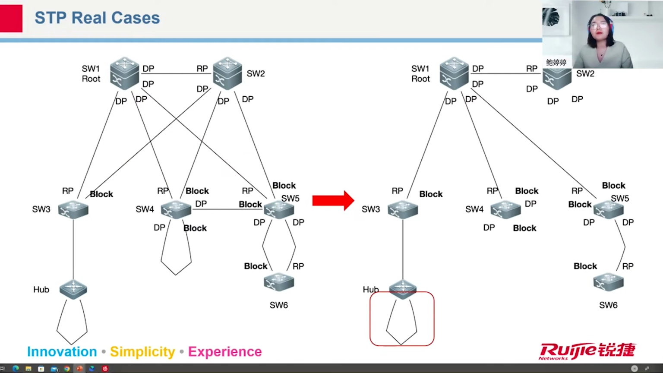And how to solve this problem? We have to use another technology. We call it RLDP, Rapid Link Detector Protocol. And about this part, this technology we will not discuss here. Normally in our network, if you don't use the hub, STP is enough to calculate the result and to avoid the loop. It's enough. So this is the STP cases.